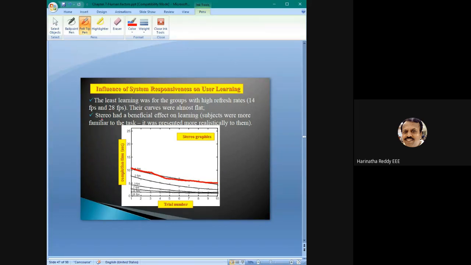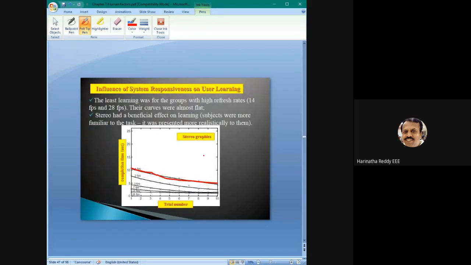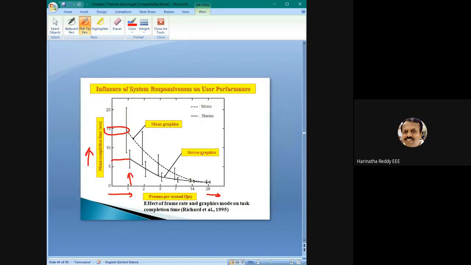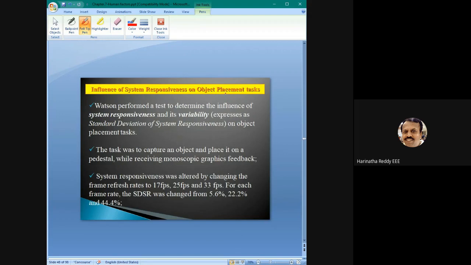It is observed that stereographics had a beneficial effect on learning. That is, subjects were more familiar with the task. It was presented more realistically to them. I hope you understand. That's about system responsiveness and user performance, system responsiveness on learning, and system responsiveness on object placement tasks.